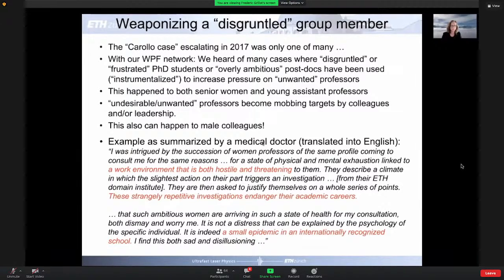I was intrigued by the succession of women professors of the same profile coming to consult me for the same reasons: a state of physical and mental exhaustion linked to a work environment that is both hostile and threatening to them. They describe a climate in which the slightest action on their part triggers an investigation. They are then asked to justify themselves on a whole series of points. These strangely repetitive investigations endanger their academic careers. That such ambitious women are arriving in this state of health for my consultation both dismays and worries me. It is not a distress that can be explained by the psychology of the specific individual. It is indeed a small epidemic in an internationally recognized school. I find this both sad and disillusioning.